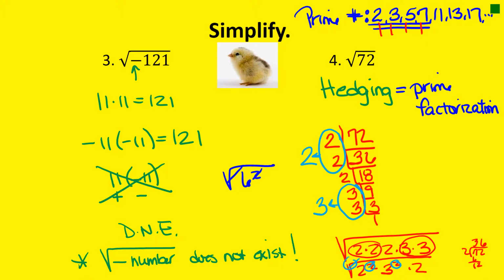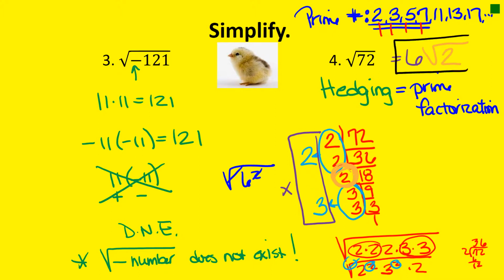So here's the real rule now. Everything outside gets multiplied. So 2 times 3 is 6. Everything inside that didn't come out, that didn't have a buddy, stays inside the radical. So your final answer is 6 times the square root of 2.